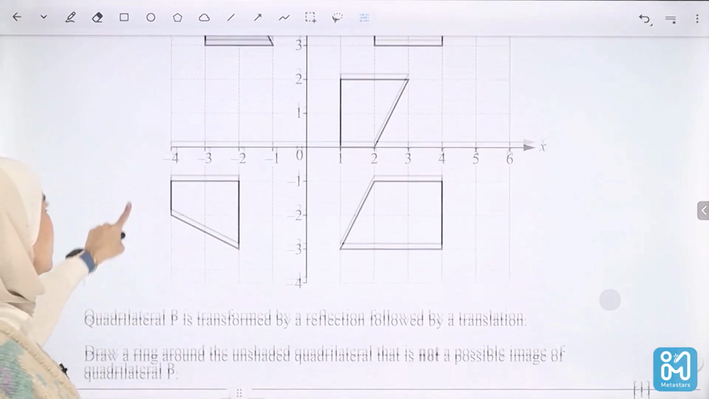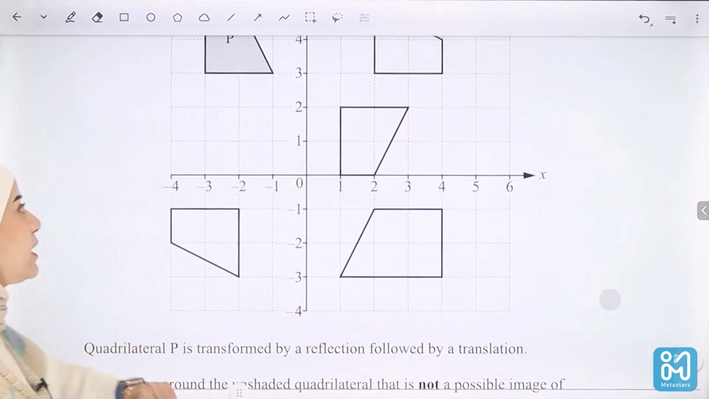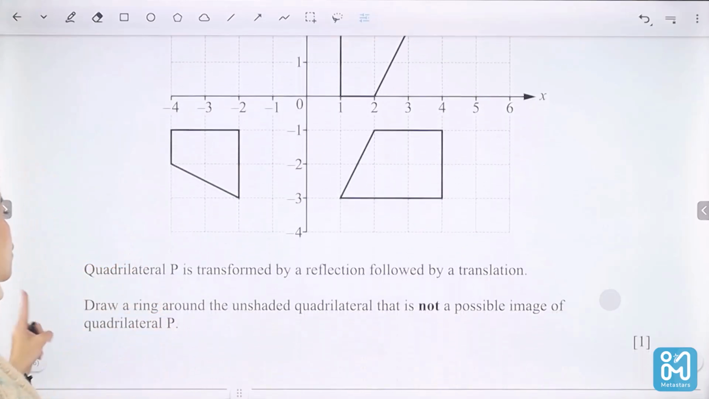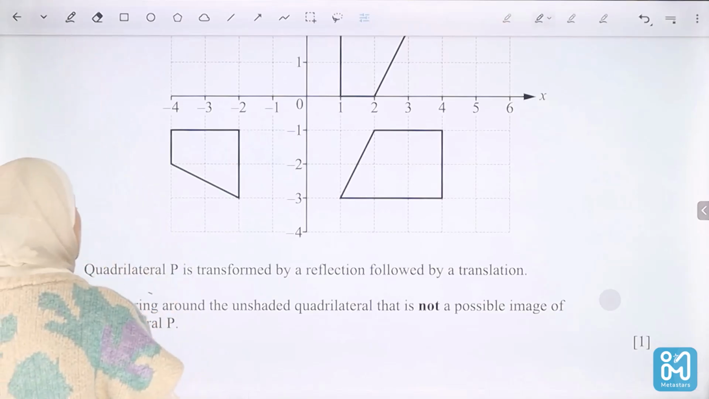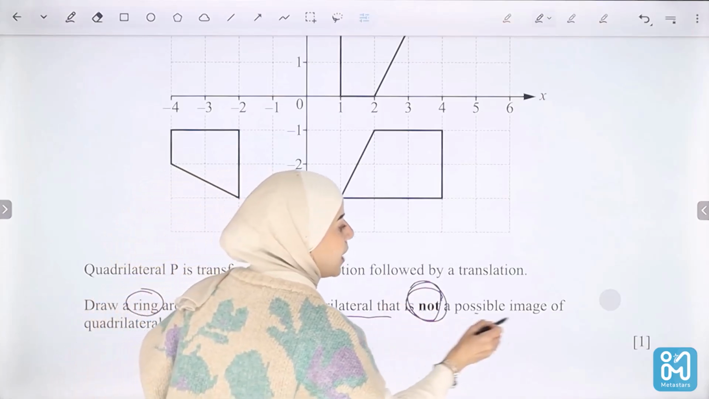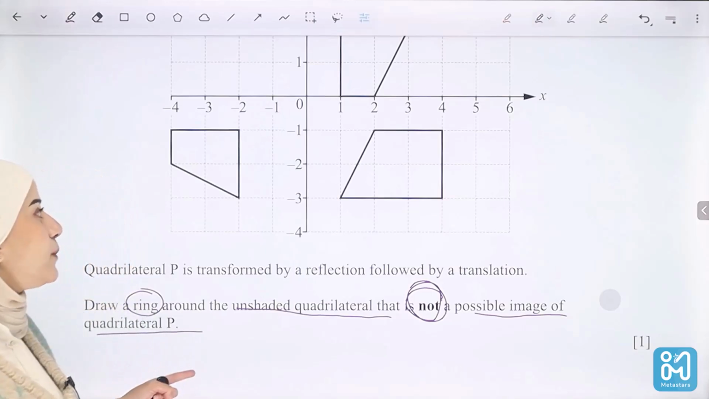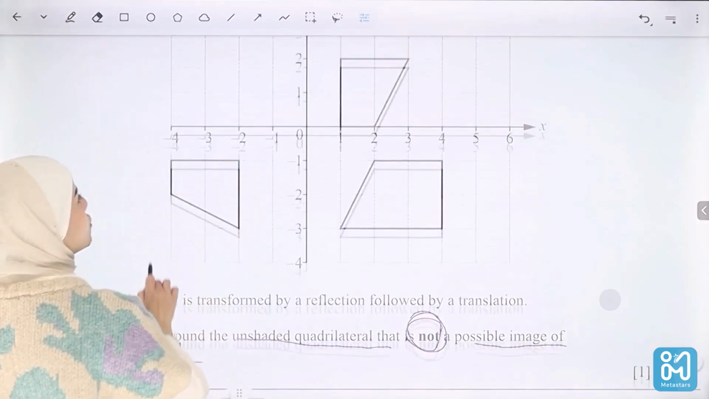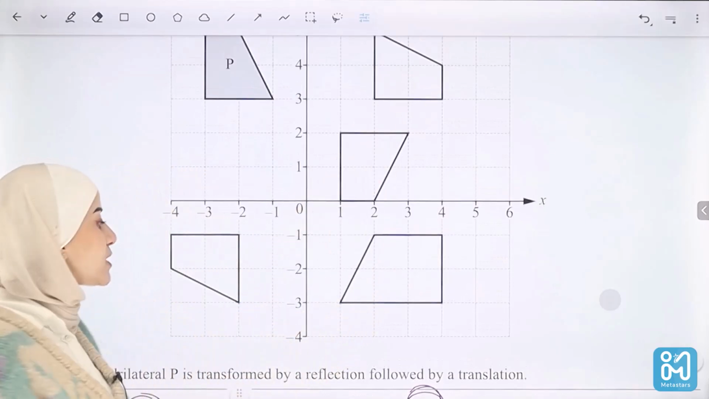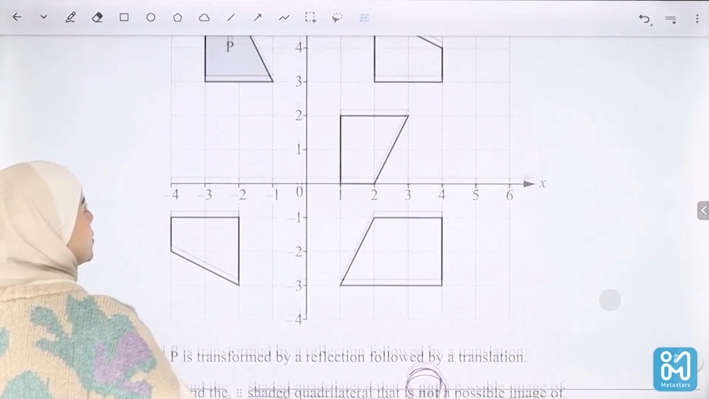Quadrilateral P is transformed by a reflection followed by a translation. Reflection, then translation. Take a look, what do they want us to find? Draw a ring around the unshaded quadrilateral that is not a possible image of quadrilateral P. Which one of these unshaded? They are talking about it's either this or this. It's not a possible outcome. It's not a possible image of the quadrilateral P.